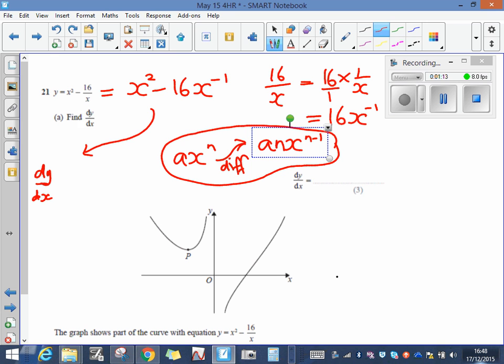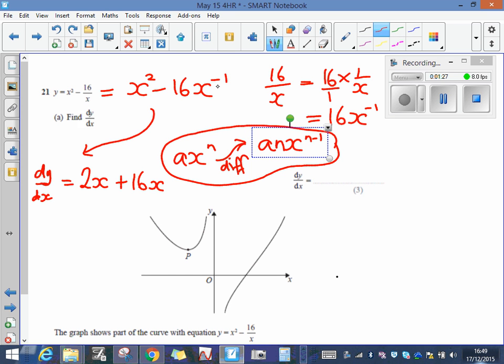X squared, when we differentiate it, the 2 comes down in front and the power of x drops down to 1, so it just becomes 2x. We're now going to do the minus 16 times the minus 1, well, that's plus 16x to the power, and the minus 1 drops down by 1, becomes 1 less, so minus 2. So dy by dx is the same as 2x plus 16x to the power minus 2.